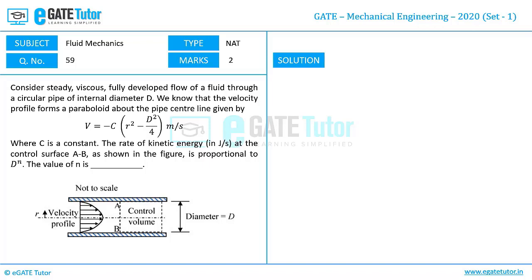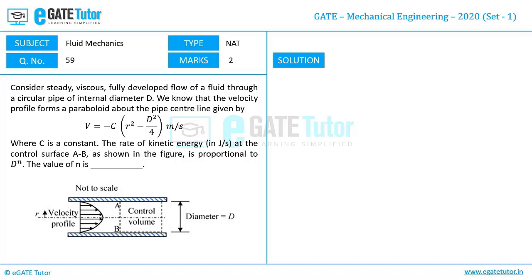The rate of kinetic energy in joule per second at the control surface AB as shown in the figure is proportional to d power n. The value of n is dash. Okay, so basically we need to calculate the rate of kinetic energy. Let's proceed to the solution.